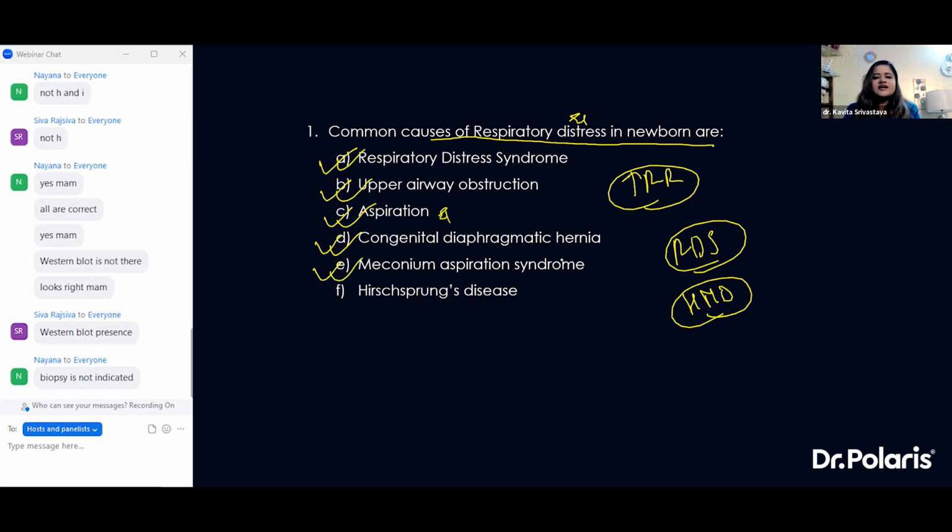Meconium aspiration syndrome. If aspiration is the right answer, then definitely meconium aspiration syndrome would also be a cause of respiratory distress, because if the baby aspirates meconium, it can result into onset of respiratory distress because of chemical pneumonitis. Hirschsprung disease is not even a disorder of respiratory system, it's a disorder of GI system. So that is not the answer. Is it clear to all of you?